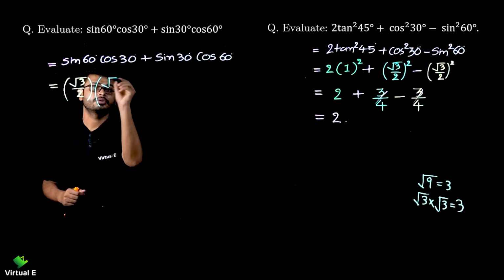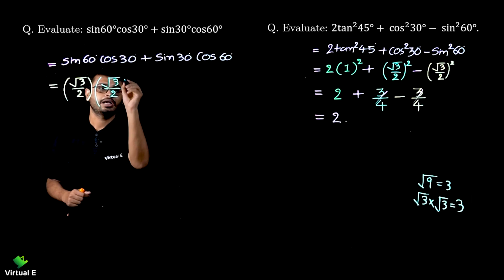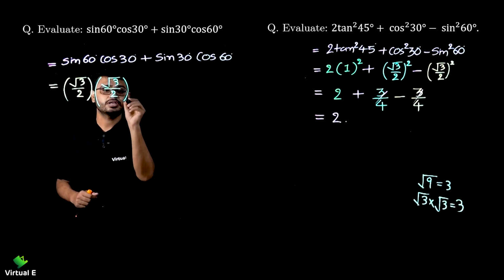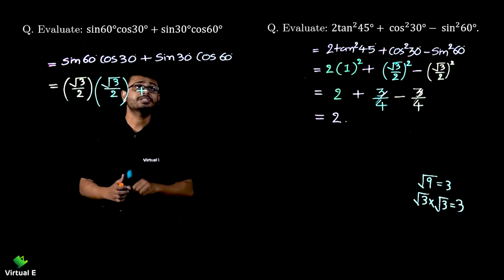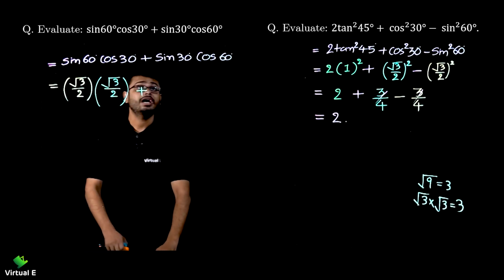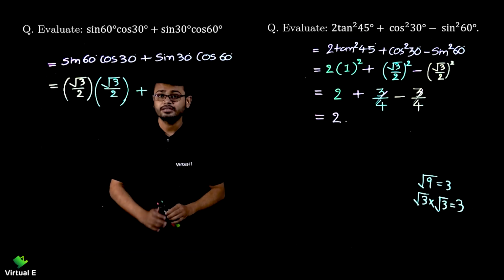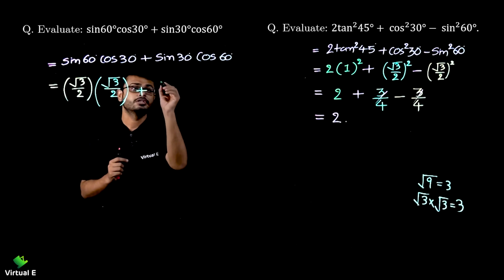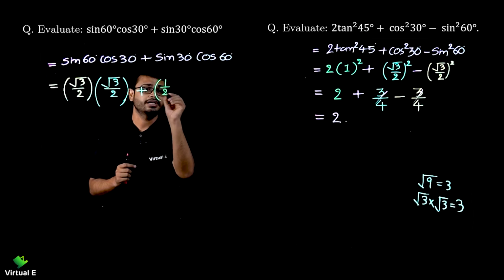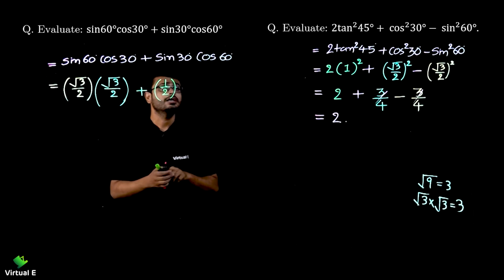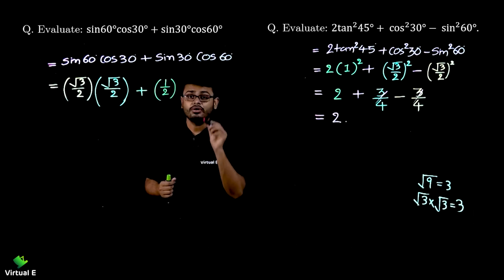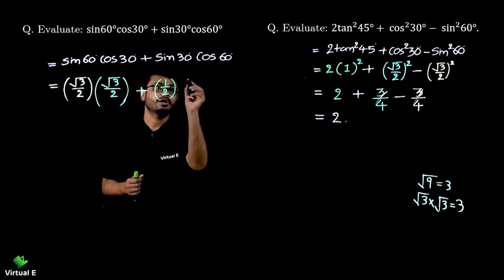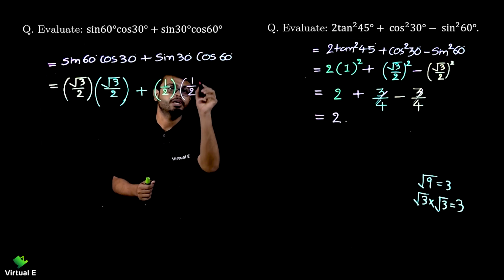So here also root 3 by 2. And remember they are in product, means they are in multiplication. Then plus as it is. Now we have sine 30. Value of sine 30, remember you need to learn the table. That is 1 by 2 here. So I will be writing 1 by 2 here. Done. Then cos 60. Value of cos 60 is also 1 by 2. So 1 by 2 it is.